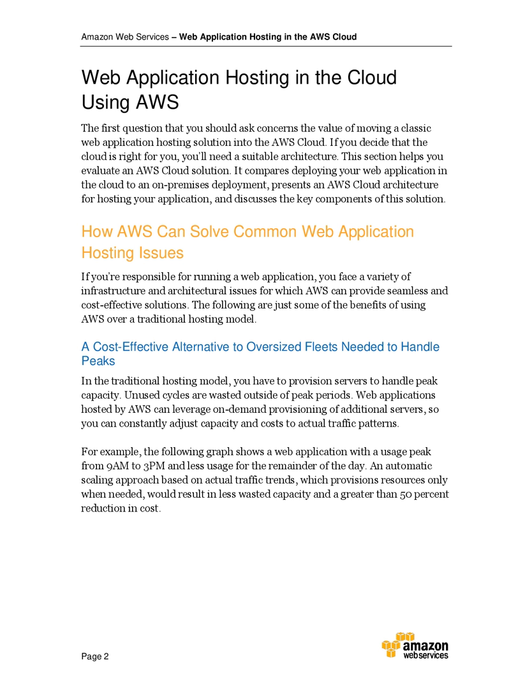Web applications hosted by AWS can leverage on-demand provisioning of additional servers, so you can constantly adjust capacity and costs to actual traffic patterns. For example, the following graph shows a web application with a usage peak from 9 a.m. to 3 p.m. and less usage for the remainder of the day. An automatic scaling approach based on actual traffic trends, which provisions resources only when needed, would result in less wasted capacity and a greater than 50% reduction in cost.